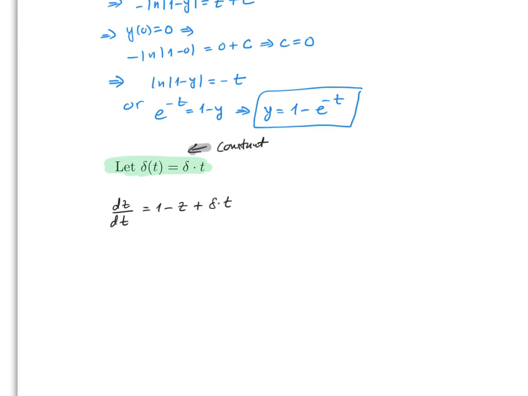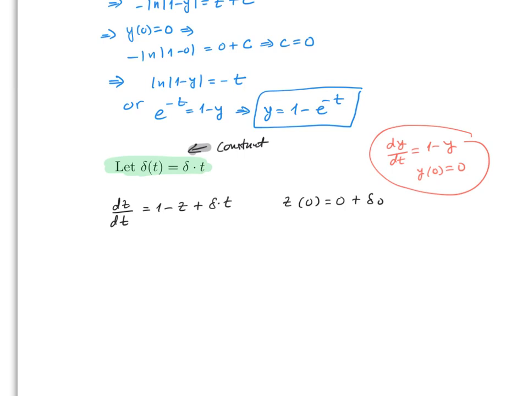And the initial condition is going to be z of 0 is 0 plus delta 0. Remember that all of this comes from the original initial value problem, which was this, 1 minus y, and y of 0 was equal to 0. Okay? And this is the associated perturbed problem with this one. All right, so then how can we solve this problem?